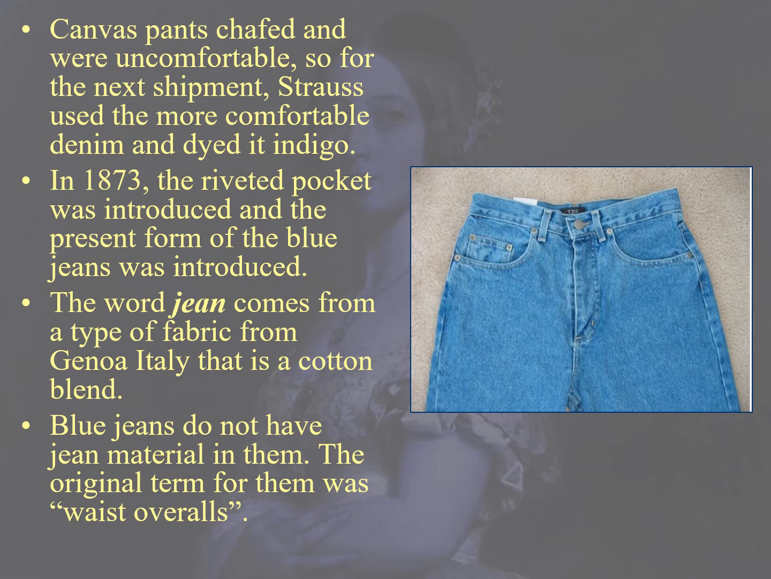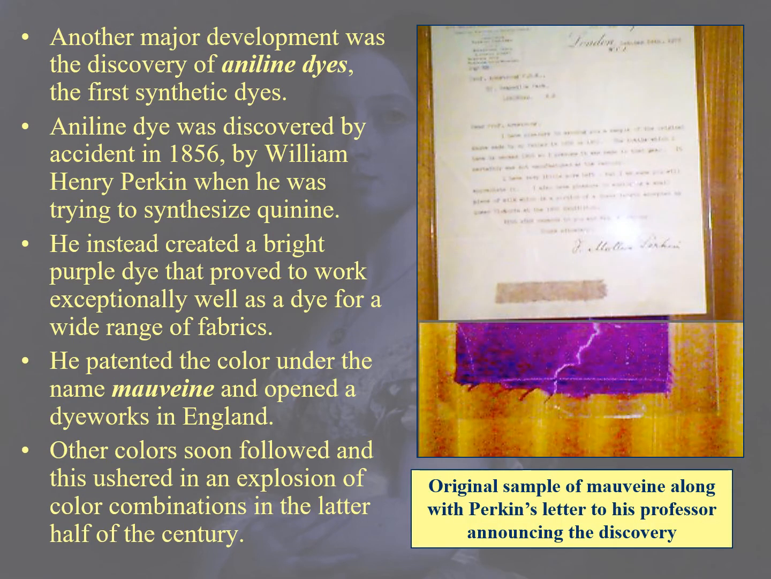Jean is a type of fabric from Genoa, Italy. That is a cotton blend, but it is not what blue jeans are made of. They are denim material. They are not jean material. They just became blue jean by some clever marketing. At the time, they were called waist overalls. And there's where we get Levi waist overalls.